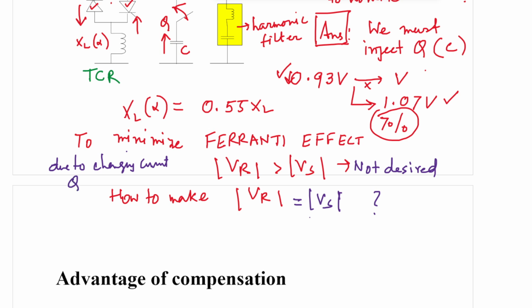Q is, that means the injecting Q, or leading Q, is more. Now you need to absorb the excess amount of Q, so that it comes down to equal Vs. So that is the role of TCR.